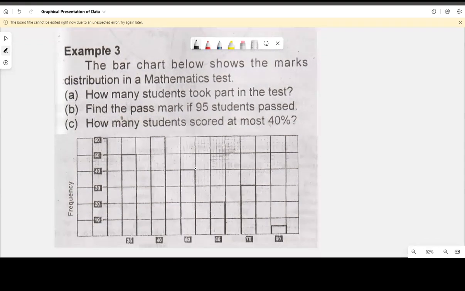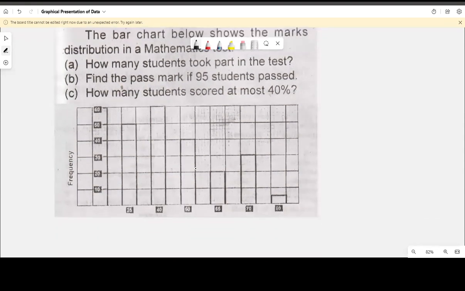Okay, the first one says, how many students took part in the test? I don't know if this bar chart is clear enough for you to see. The first bar here ends at 50. The second one ends at 60. The third ends at 40. The next one ends at 20. The next 30. And then the last one, this should be 5.